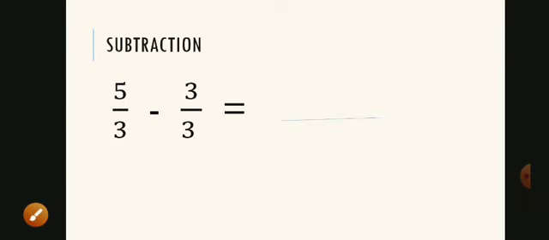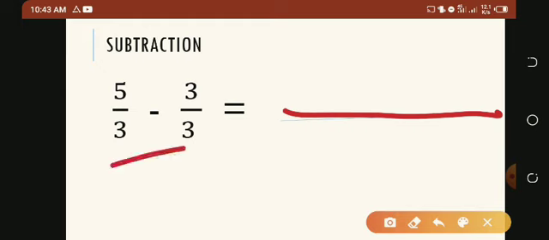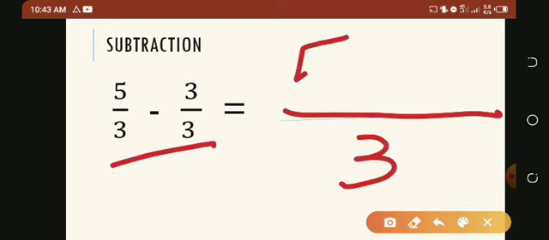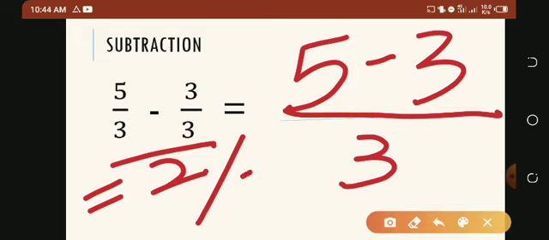Now let's try subtraction. Let's try a question on subtraction where the denominators are the same. The first thing I will do is to draw my line. I pick the common denominator, which is what? 3. And I say 5 minus 3, which is 2/3.